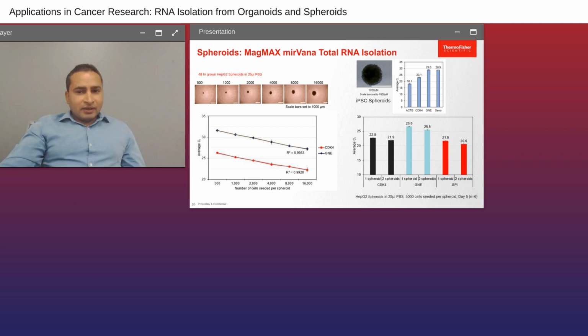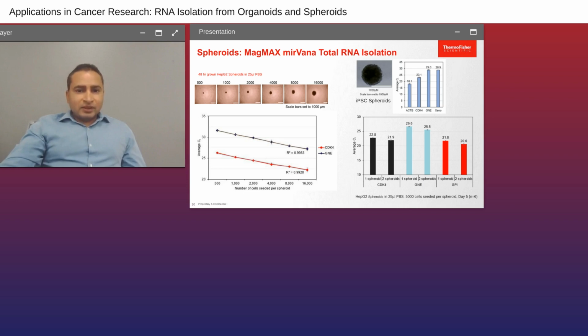The eluted RNA was used to compare gene expression of some of the common housekeeping genes, like the ones mentioned here, using RT-PCR. The graph here shows the average cycling threshold, or CT, values on the y-axis, and the number of cells seeded per spheroid on the x-axis. A single spheroid was used for extraction in this experiment, and we can see that there is a linear recovery of CT values from the spheroids generated from different cell numbers.